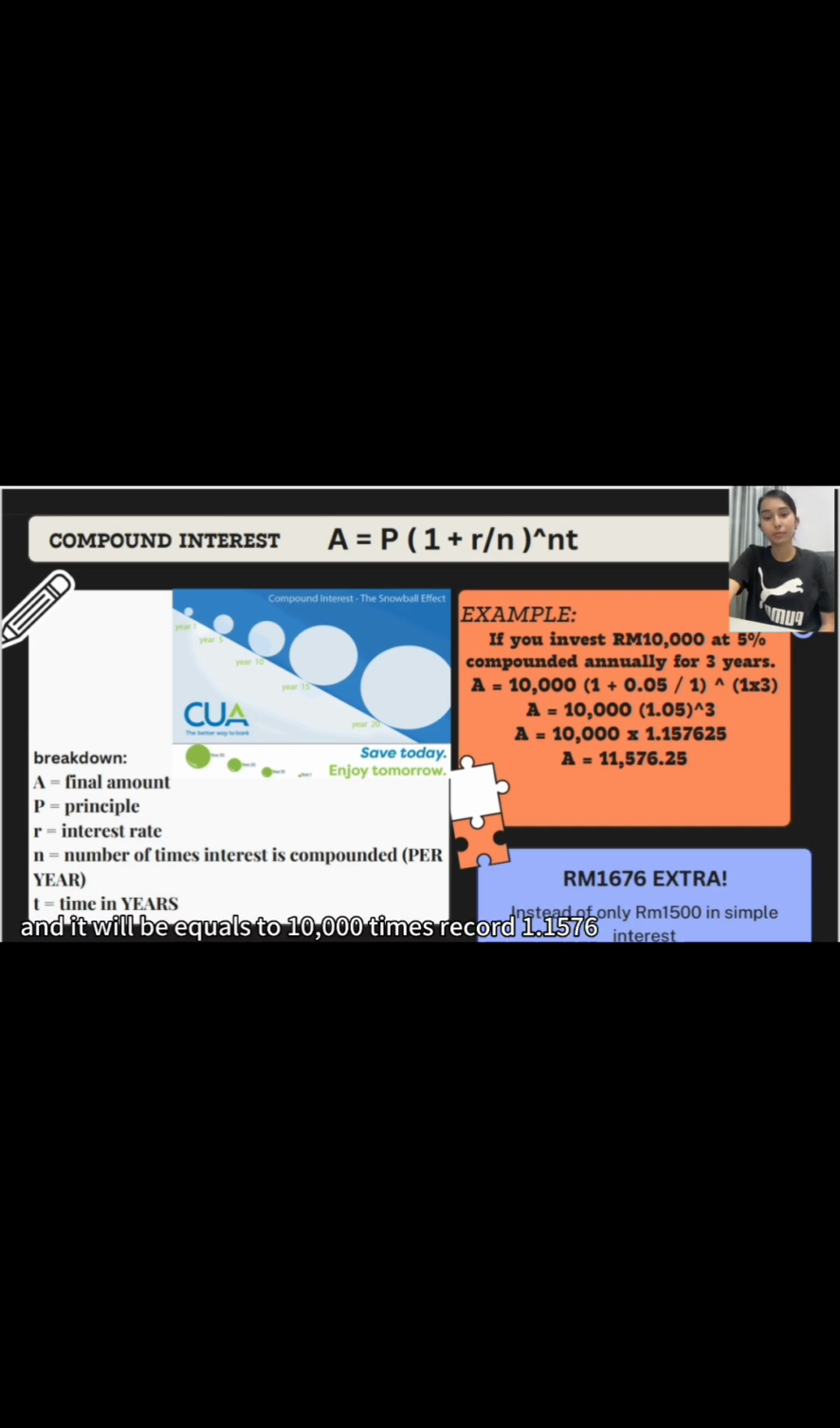And A will equal 10,000 times 1.1576 equals 11,576. Instead of 1,500 like simple interest, you now have 1,576 extra. That might not seem huge, but over time, the difference becomes massive.